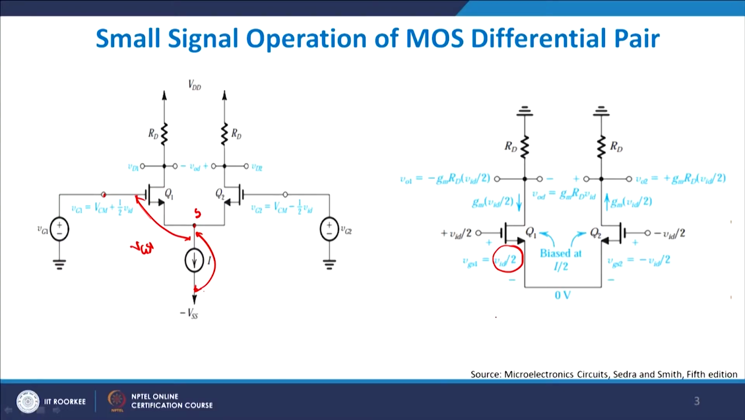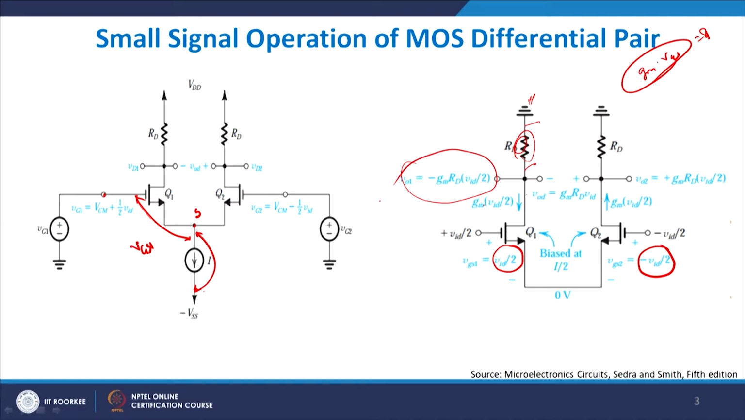As you can see, I have biased it with VGS1 equal to VID by 2 and VGS2 therefore equal to minus VID by 2, and therefore this much current is flowing through the system. GM times VGS is basically my ID. So VGS is nothing but VID by 2. GM multiplied by VID by 2 is this current, and this multiplied by RD is the voltage across this device. Since this is already grounded, I get VO1 equal to minus GM RD into VID by 2.